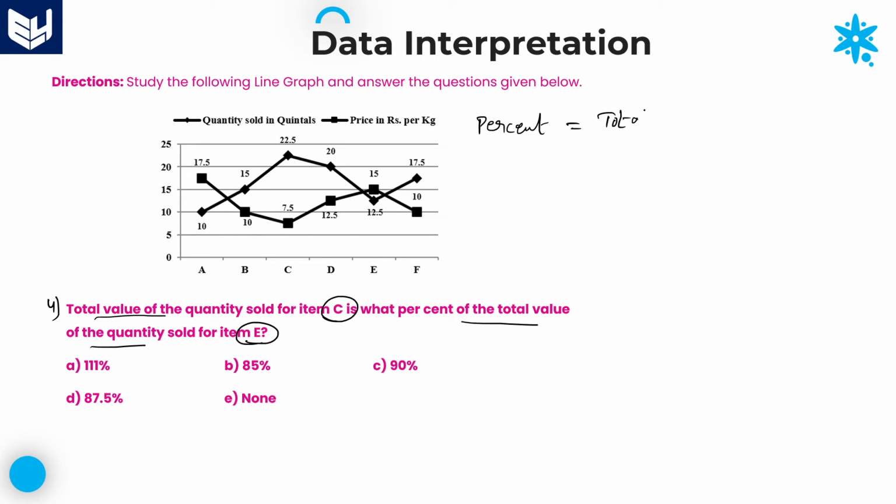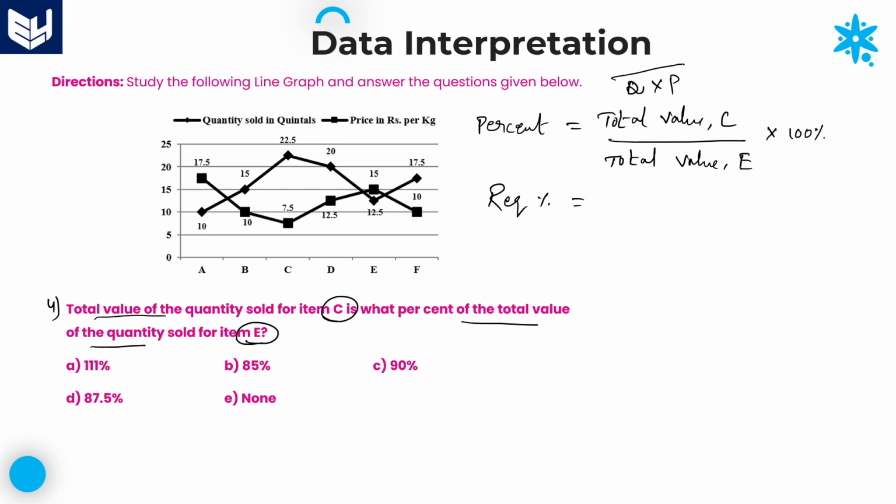Total value of item C. That particular value, what percentage is it of the total value of item E? And whenever you are calculating a percentage, it is into 100 percentage symbol, that is a common thing, right? Now our required percentage is equal to, basically total value is nothing but what? Quantity into price.